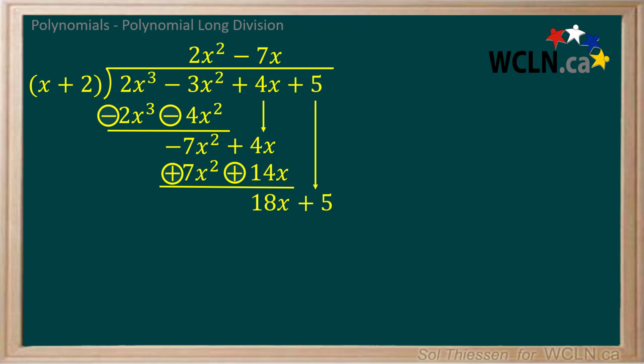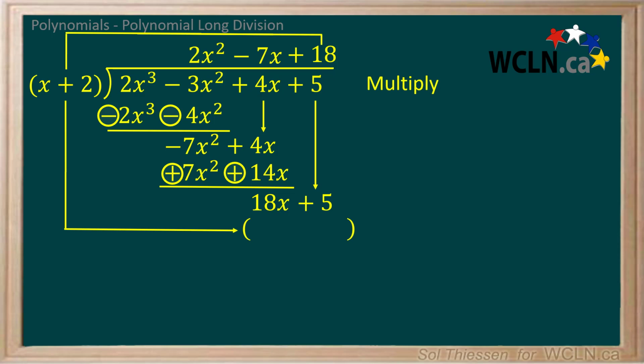Here we are again, repeating the same steps as before. We ask ourselves, what do we multiply x by to get 18x? The answer is of course 18, which we write above the long division sign. Now we multiply our divisor by what we've just written, 18, and write the product underneath what remains of the dividend. 18 times x gives us 18x, and 18 times 2 gives us 36.